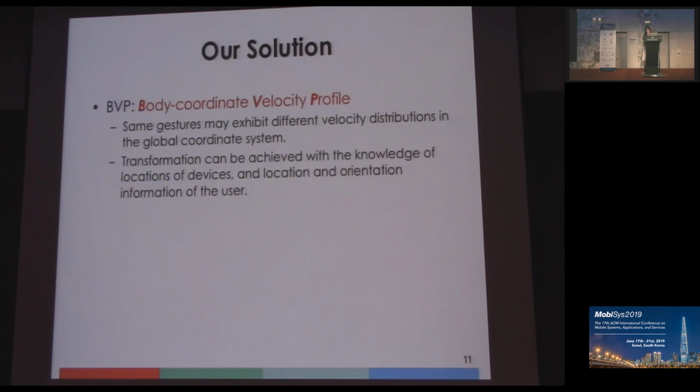Based on these three principles, we propose the feature Body-coordinate Velocity Profile, shortened as BVP. It is described in the body coordinate system to remove domain information. The main reason is that the same gestures can exhibit different velocity distributions in the global coordinate system if they are performed at different locations or in different orientations. And the transformation is not that difficult if we know the location of the devices and the location and orientation information of the users, which can be provided by passive tracking systems.